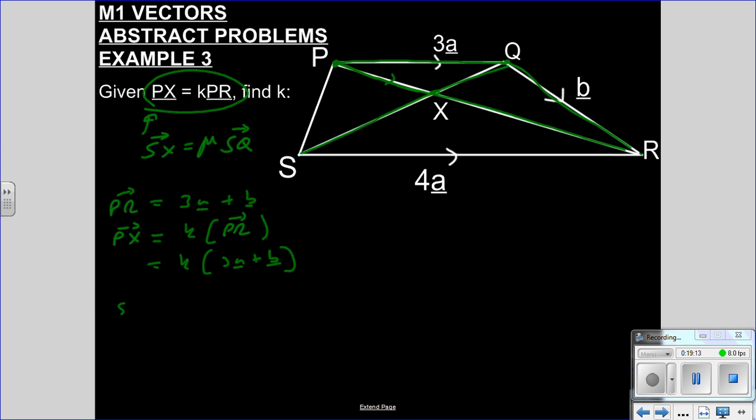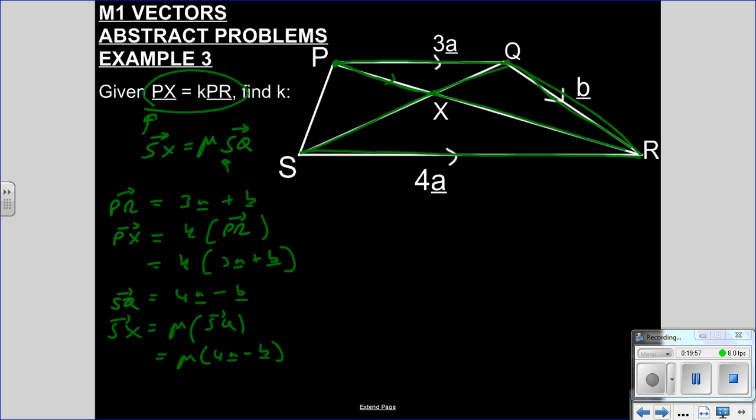Well, S to Q, sorry. Let's go for that. So if we go from this side, S to Q, just like we did before, looks like I can go from here. So 4A up B, so that's minus B, isn't it? There we go. There's S to Q. And we know that mu S to Q is the same as S to X. So S to X must equal mu S to Q, which is mu lots of 4A minus B.